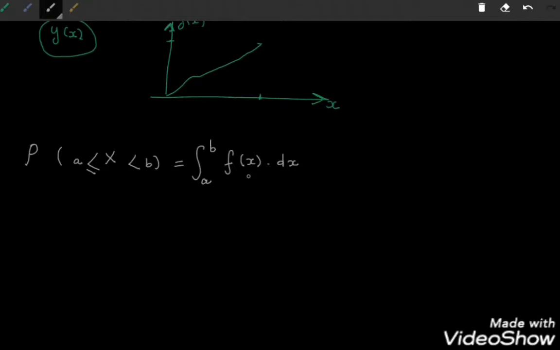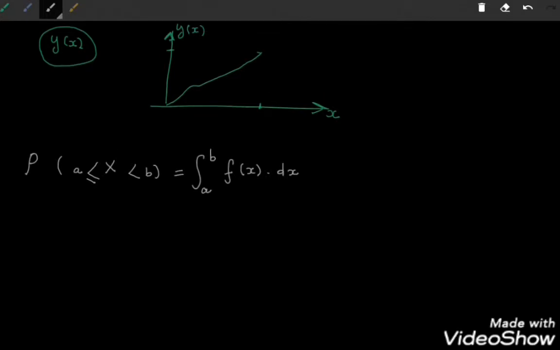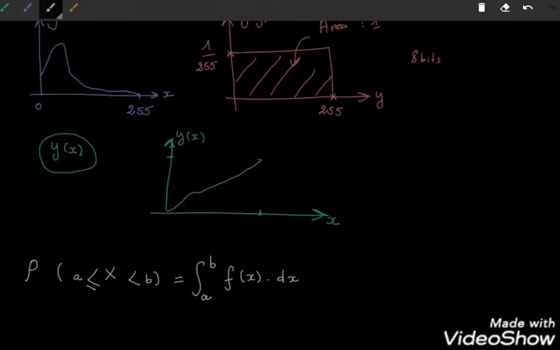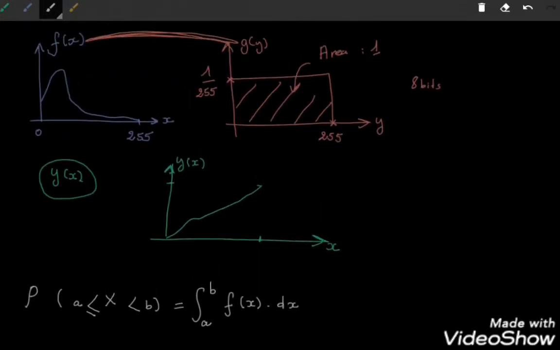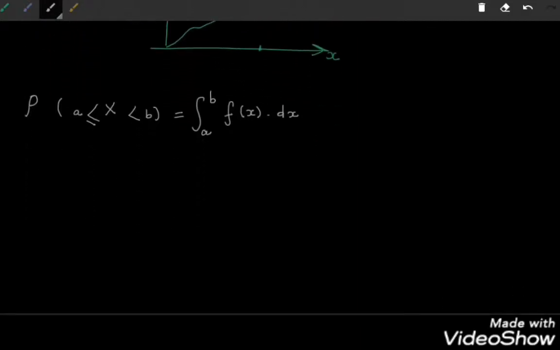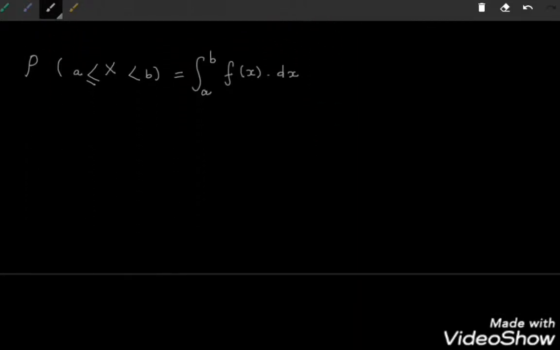Now, in order to establish the relation between f of x and g of y, there is something that we should at first understand, which is a formula for integration by substitution, which goes like this. This is important to understand this proof.